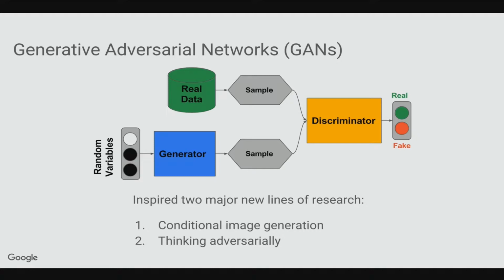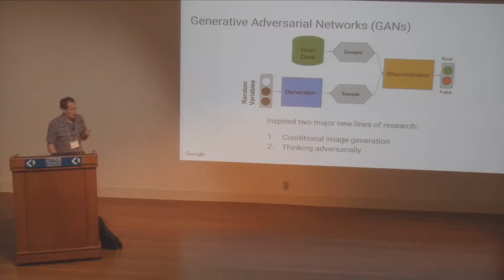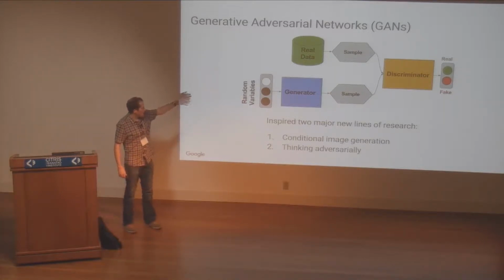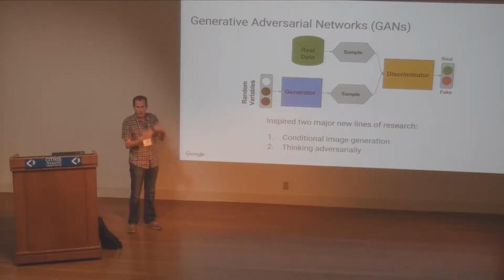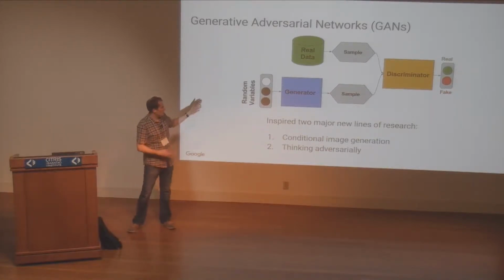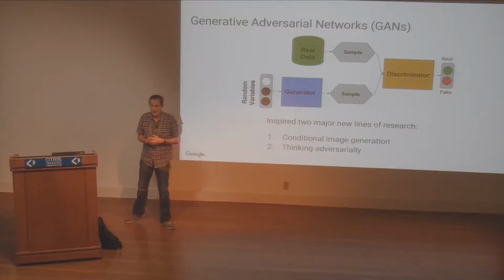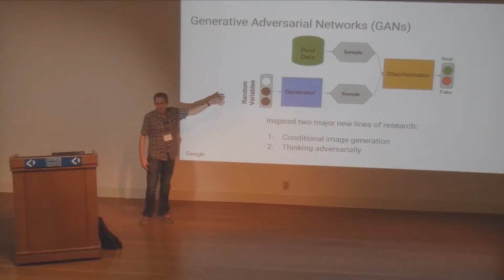But there's something to it. There's something really interesting, actually. So just to set the stage, generative adversarial networks are these things where the goal is to generate images. You have some random variables or a hidden state that's unstructured, that doesn't correspond to anything, and you're trying to generate from it an image using a generator, which is typically a trained neural network.